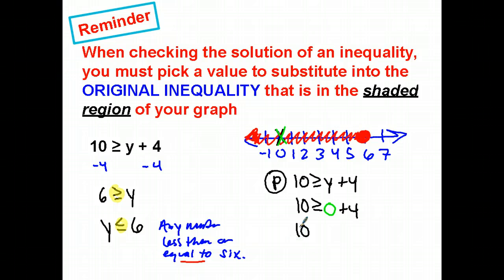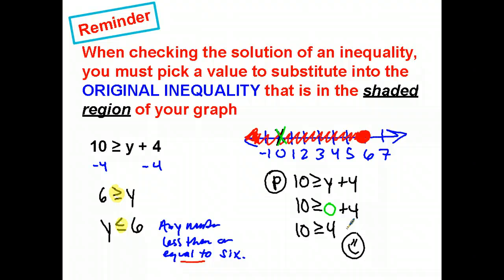Left-hand side, it's simplified. Right-hand side, 0 plus 4 is 4. And then I ask myself that question, is it true? Is 10 greater than or equal to 4? And I say, sure thing, it is greater. And notice again that we did not pick that starting point. Never, never, never pick your starting point to check your solution.